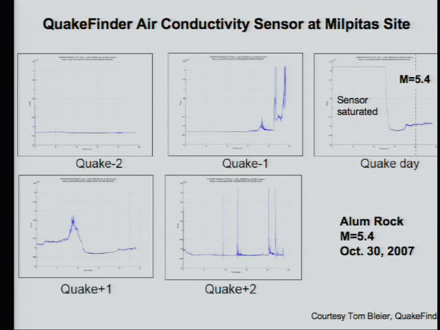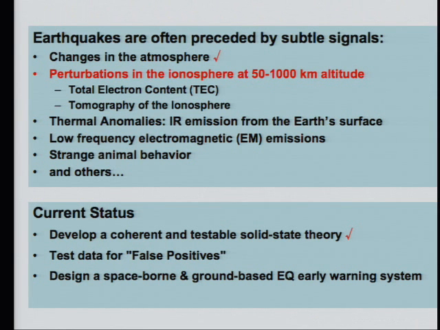So indeed, there are field observations that Tom Bleier has done with this system, and you will find them. You can find this data if you Google the QuakeFinder website. They have this information on their website. And as I showed you before, the data from Japan. So we can check off this one here.